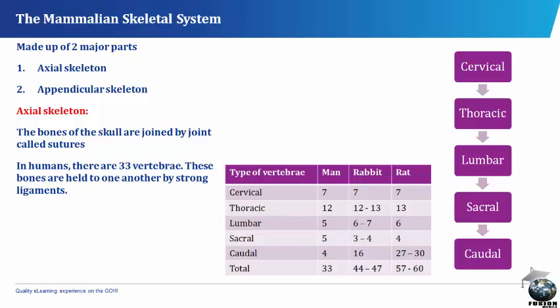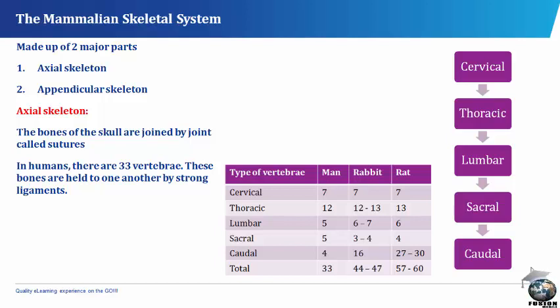The appendicular skeleton is made up of the limb girdles, that is the pectoral and pelvic girdles, and the limbs, that is the forelimb and the hind limb. The bones of the skull are joined by joints called sutures.